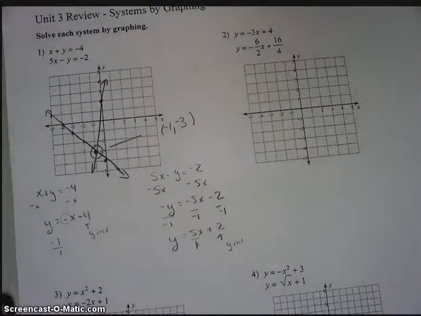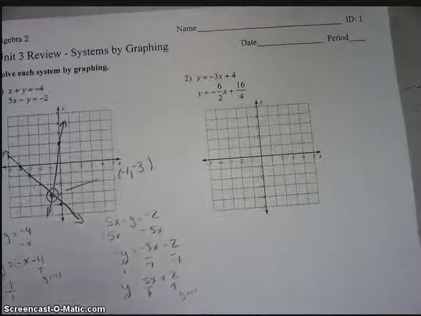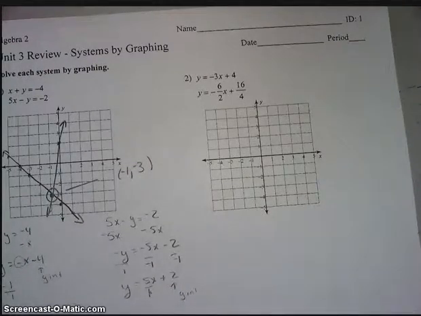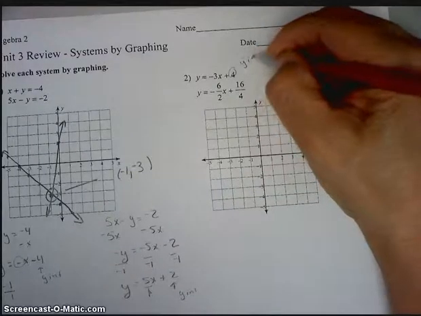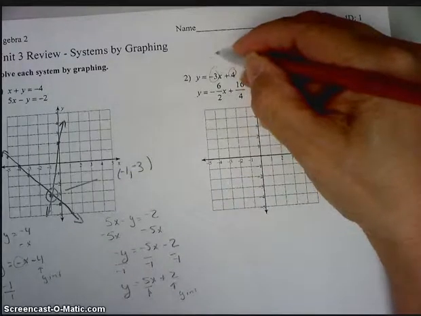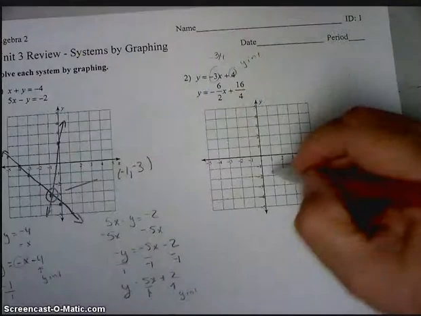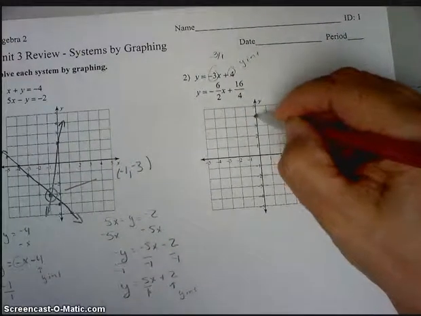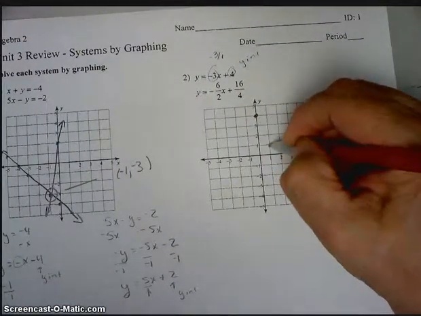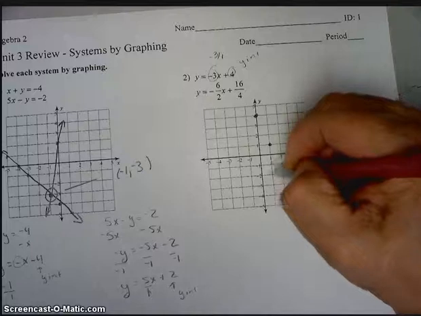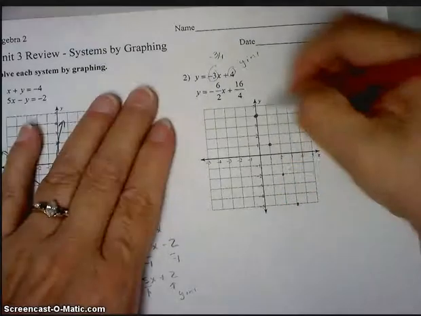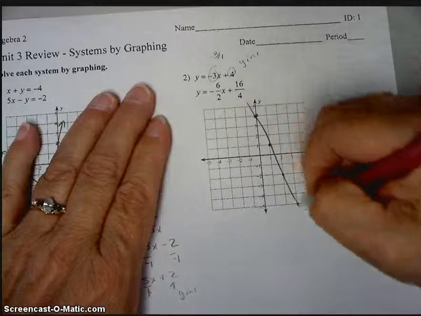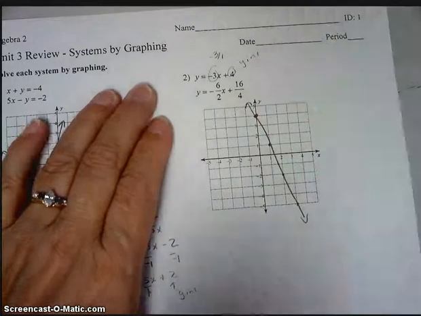Okay. Our second problem is already in y equals mx plus b, so we just need to graph it. So here's my y-intercept. My slope is negative 3 over 1. So I'm going to start at positive 4. I'm going to go down 3, 1, 2, 3, and to the right because I want it to be negative. 1, 2, 3 over 1. Sketch the line. Put arrows on the end.